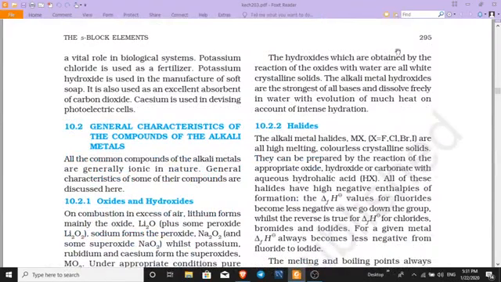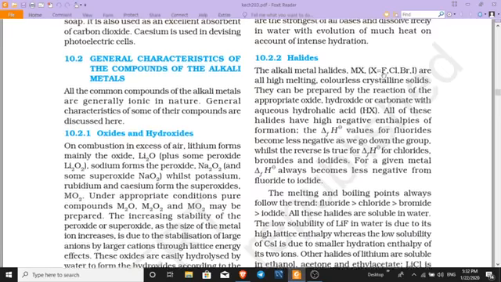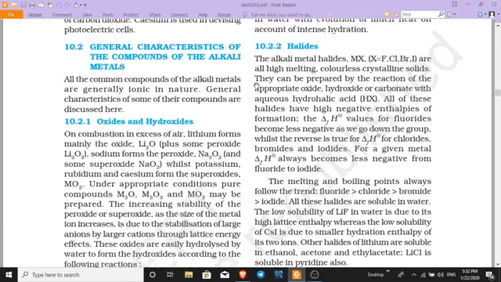Now the hydroxides which are obtained by reaction of oxides with water are all white crystalline solids. The alkali metal hydroxides are the strongest of all bases and dissolve freely in water with evolution of much heat on account of intense hydration. Now coming to halides of alkali metals. The alkali metal halides MX, like MF, MCl, MBr or MI, are all high melting, means they have very high melting points. Very high melting points means what?